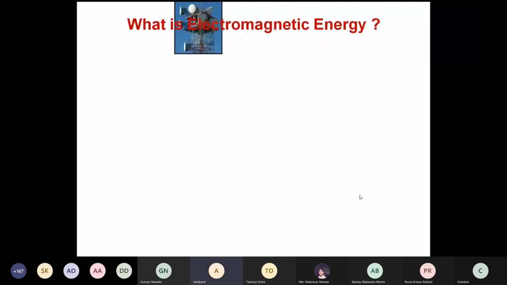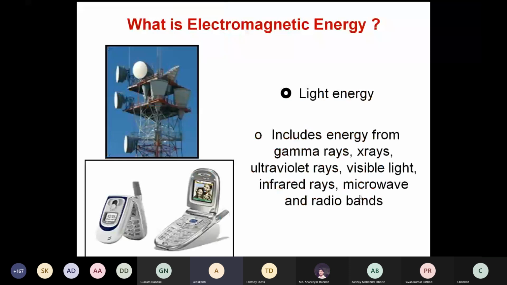Similarly, electromagnetic energy is the energy that is transmitted through gamma rays, X-rays, ultraviolet rays, visible light, infrared rays, and so on. So that is the source of electromagnetic energy.